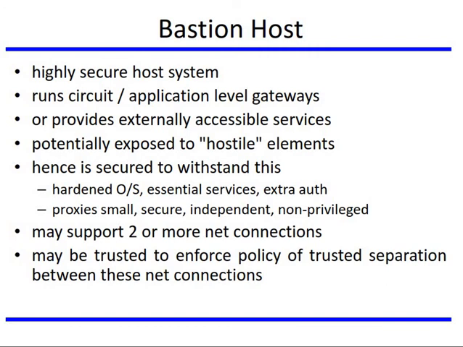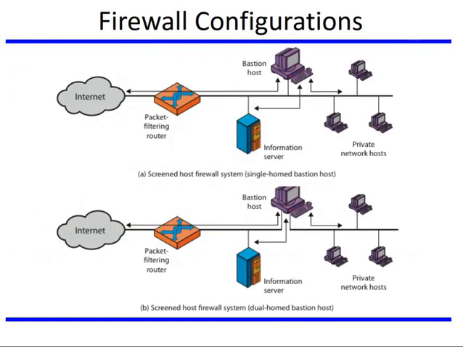So next we are going to see the different types of configurations in firewalls. We normally have three different configurations. The first one is the screened host firewall system, single homed Bastion host. The next is the screened host firewall system, dual homed Bastion host. And the third one is the screened subnet firewall system.